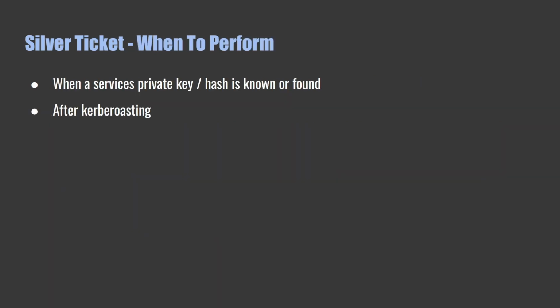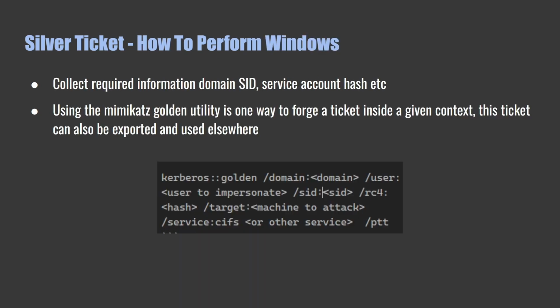So when would you perform a silver ticket attack? When a service private key or hash is known or found, for example after Kerberoasting. So if you perform a Kerberoasting attack and you've got hold of a service's key, by all means, perform a silver ticket attack. You can then authenticate as your user or another user to that service and potentially move laterally that way.